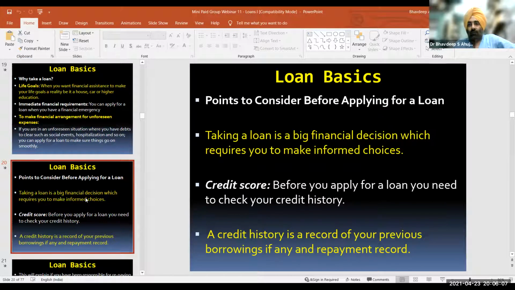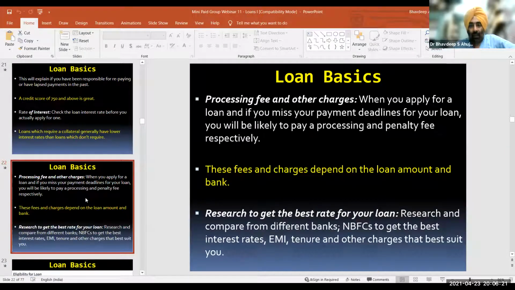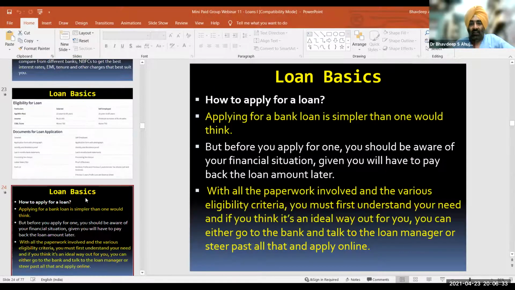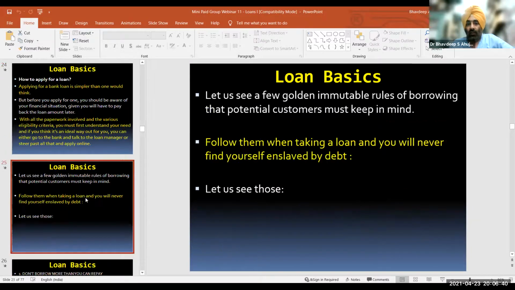So what are the factors we need to consider before applying for a loan? Our credit score or CIBIL score, which has to be optimally above 750. The rate of interest, which you can easily pay back. Then processing fee and other charges, we'll discuss those things today, of course, in detail. So eligibility, the documents required for the loan, the basic part, and how to apply for the loan. We all believe that it is a very difficult process. These days, it is easier to apply online as well.